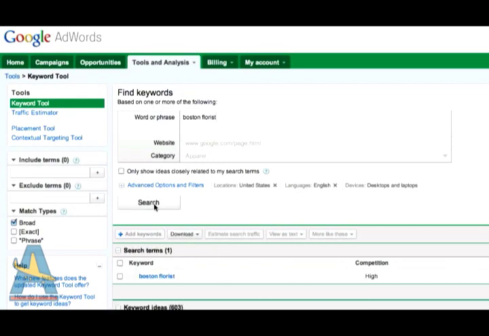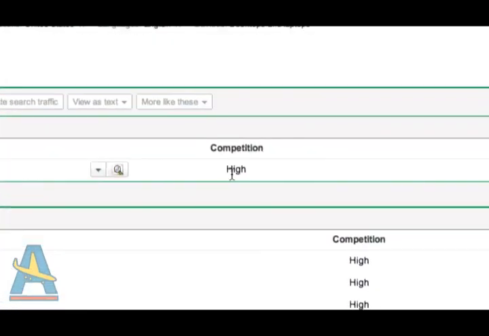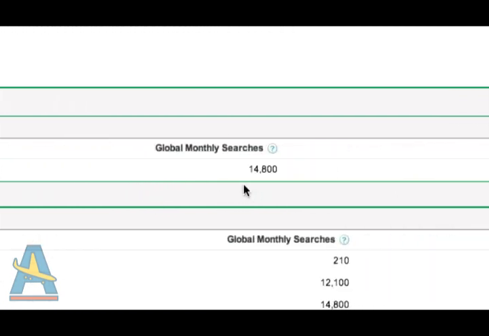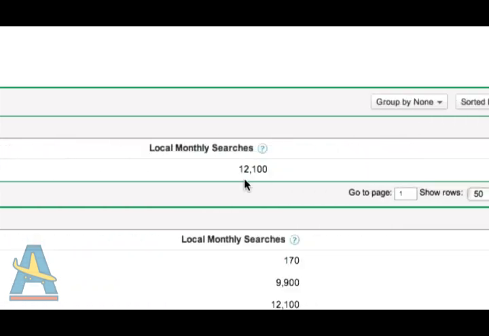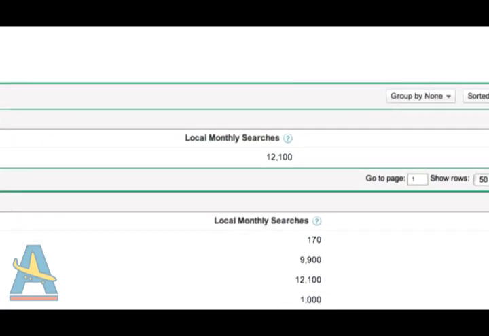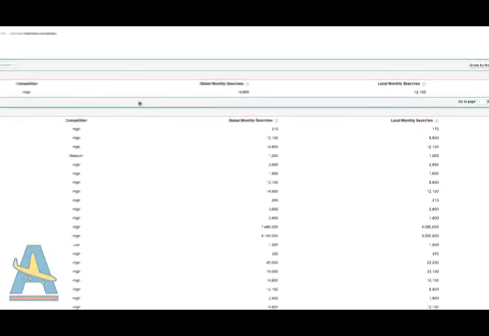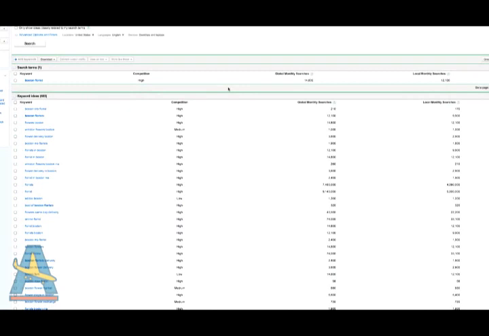Now let's look at what Google tells us. First of all, unfortunately, the competition for these keywords is very high. It also tells us that every month, approximately 14,800 people around the world enter Boston florist. 12,100 people make this search from within the United States. But this keyword tool is very intuitive, and it gives us a lot more information that is very useful to us. It gives us the data on all of these related search terms, their competition, and how many searches they get.